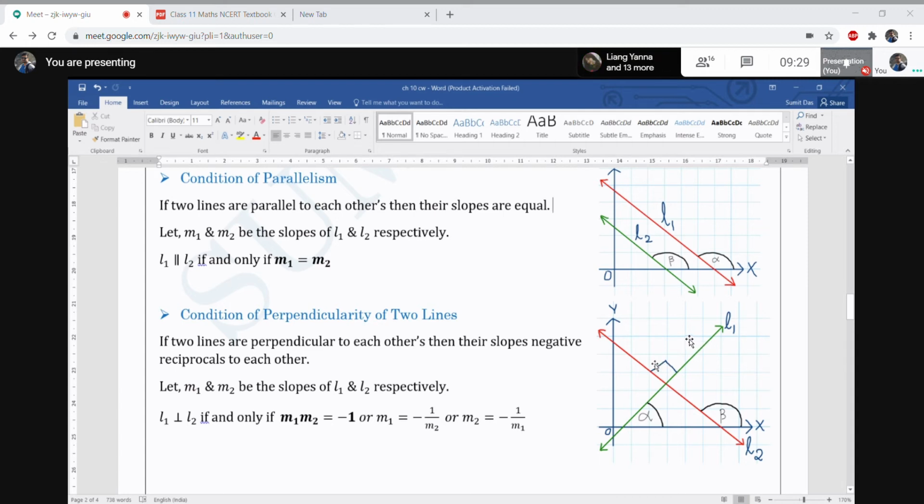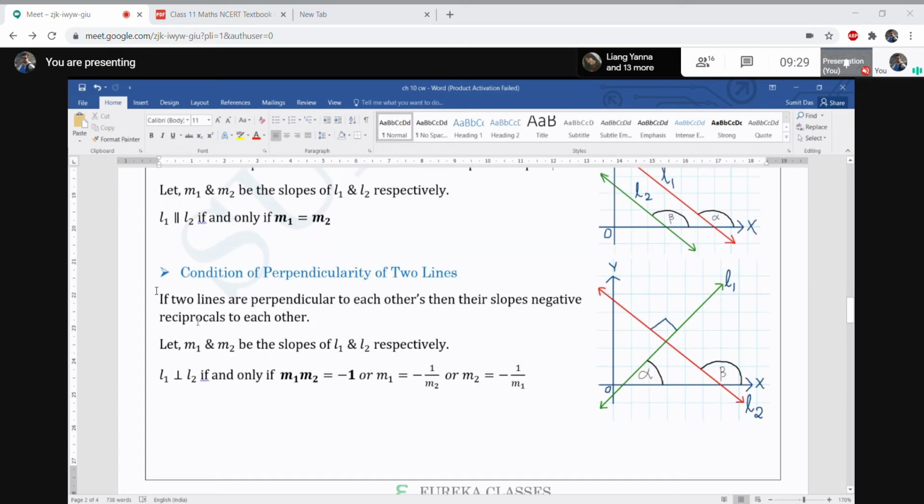Now, if lines can be parallel, they can be perpendicular also. If two lines are perpendicular to each other, then their slopes are negative reciprocals of each other. This phrase, negative reciprocals of each other, is a little bit complicated, so let me explain what it is saying.